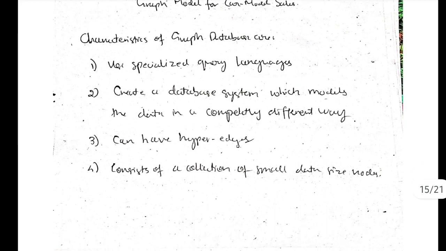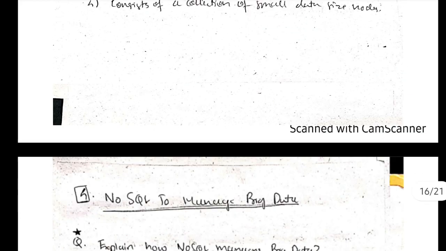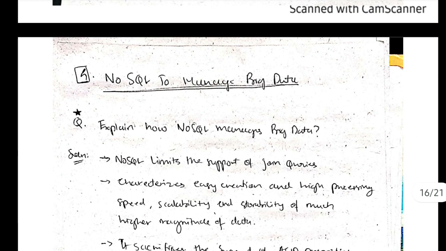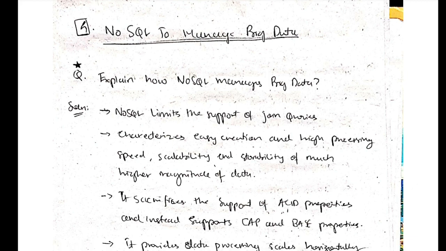Coming to the characteristics, there are four characteristics. It uses a specialized query language, it creates a database system in which models are in a completely different way, hyper edges are present, and a collection of small data size nodes is present here. Okay, that was about the object store and graph database. Finally, we have this one, NoSQL to manage big data. After that, we'll be going to the shared nothing architecture, then we'll be done with the NoSQL part.